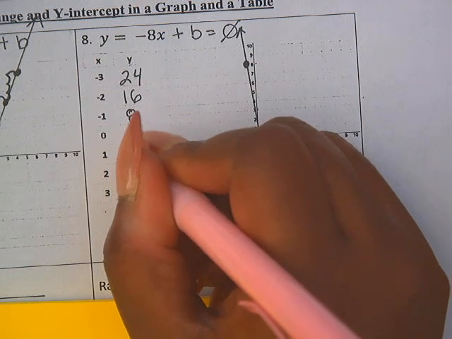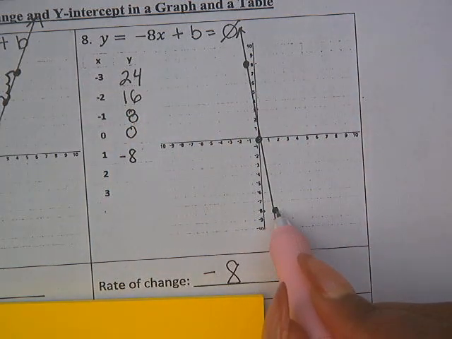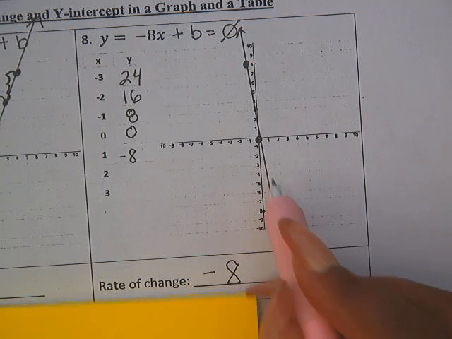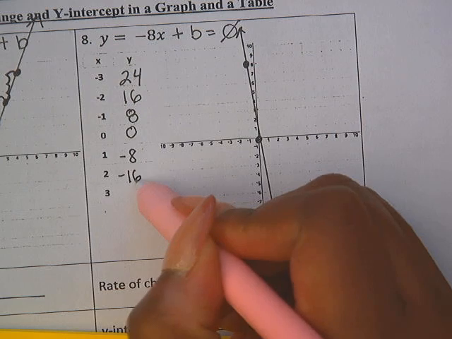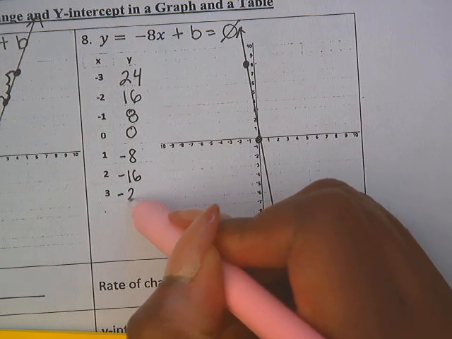Next, we have -8. As you can see, that is our point down here. 1, -8. At 2, it will be -16. And at 3, it will be -24.